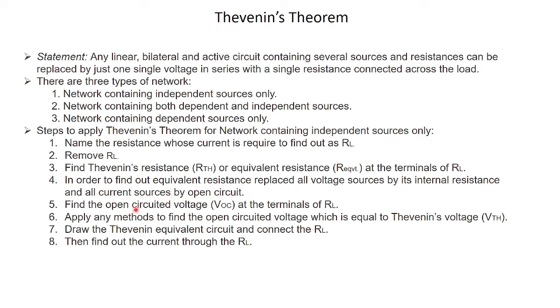Then we will find the open circuit voltage VOC at the terminal of the RL. In order to find the open circuit voltage VOC, which is equal to the Thevenin voltage, we can apply any method. Then we will draw the Thevenin equivalent circuit and reconnect the load resistance, that is RL. Then we will find the current flowing through RL.